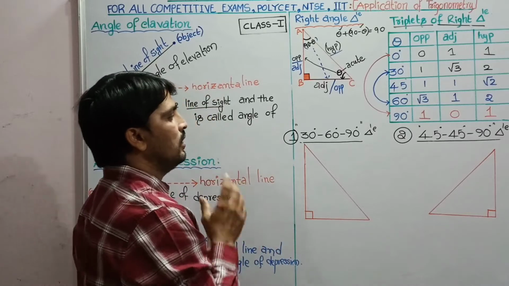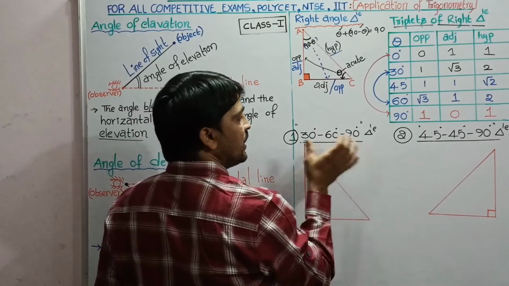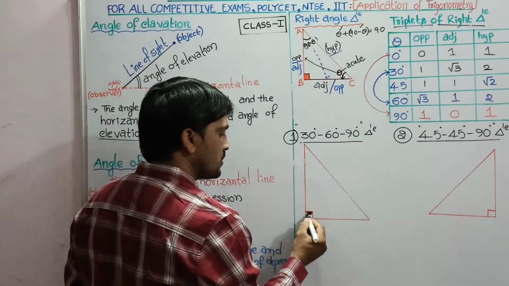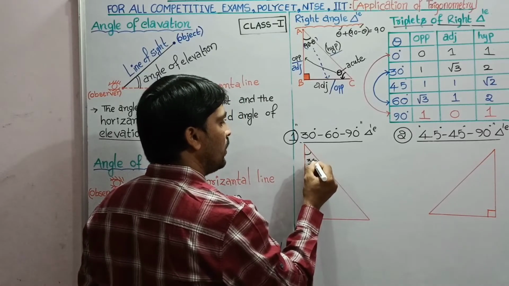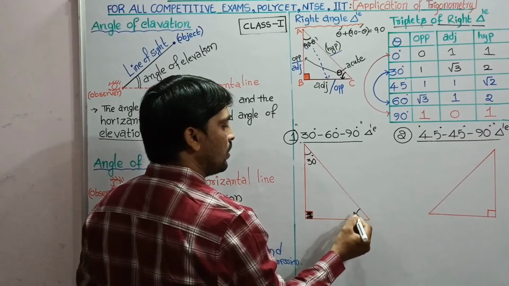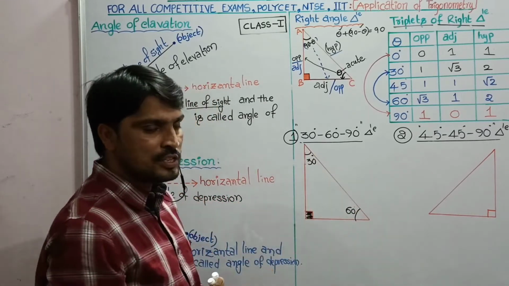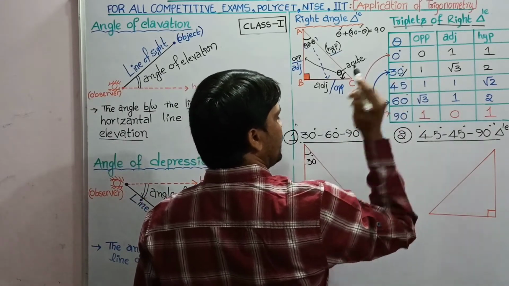First triangle: consider the sides and respective angles of the triangle 30, 60, 90. This is 90 degrees. Consider here a 30 degree angle. Automatically the third angle is 60 degrees, as we all know that the sum of three angles is 180. Now observe the triplets of 30 degrees.